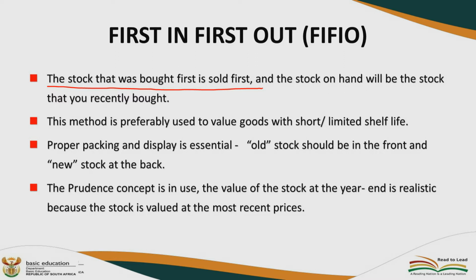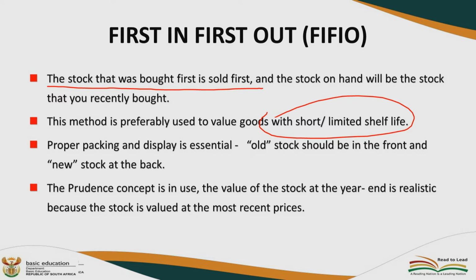Okay? Now, you also need to understand that this particular method, your FIFO, is mainly appropriate for goods with a short or limited shelf life. These are goods that will not last for long, so we need to quickly sell them. So what we do is we ensure that the goods that we bought first are the goods that we sell first. Why? Because they have a limited or short shelf life.